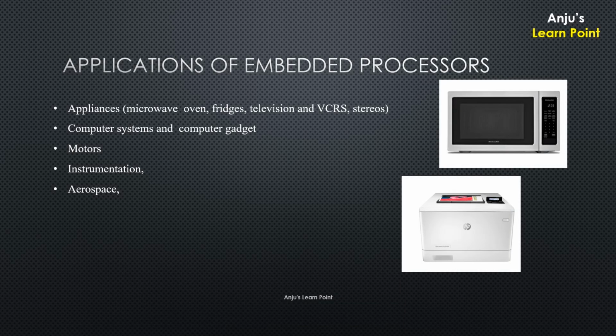Let us look at some of the applications of embedded processors. Embedded processors can be seen in a lot of applications around us. Let us name a few of them. It is visible in appliances such as microwave ovens, fridges, televisions and VCRs, and in stereos. In computer system and gadgets, we can see it in printers, modems, etc. It is also being applied in motors, in instrumentation and aerospace, to name a few applications.